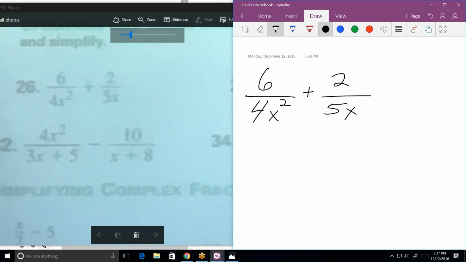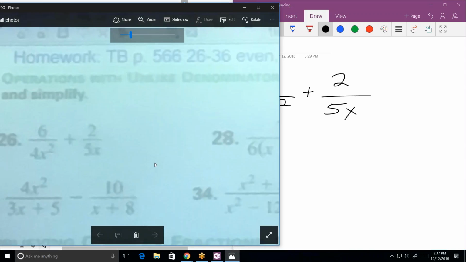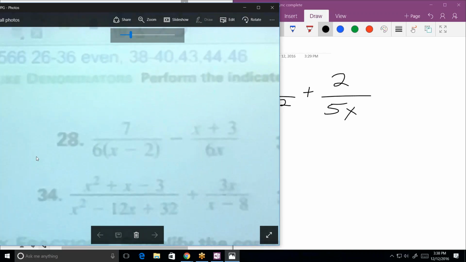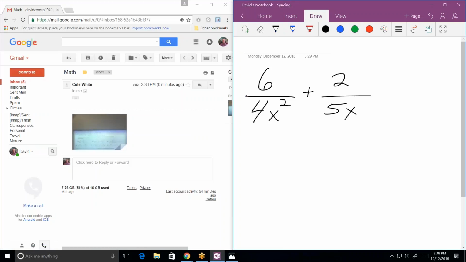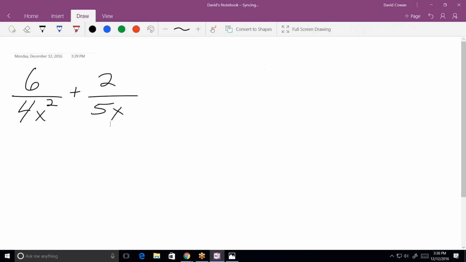All right. So the instructions are to perform the indicated operations and simplify. What do we have to do first for this problem? We're adding two fractions together. Oh, that's what you meant when you said complex fractions. You meant complicated fractions. Yeah. When you add fractions, what's the first thing you do? First thing is to have a least common denominator. Okay. In this case, what is that going to be?